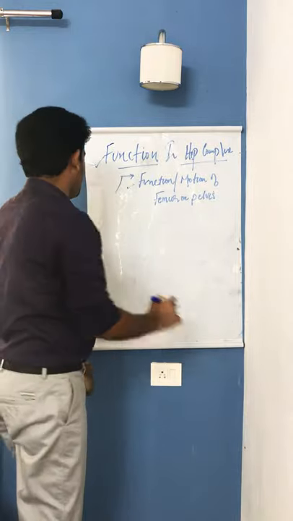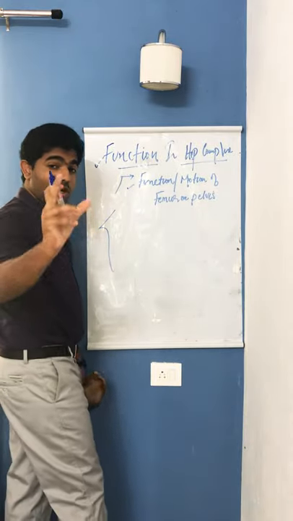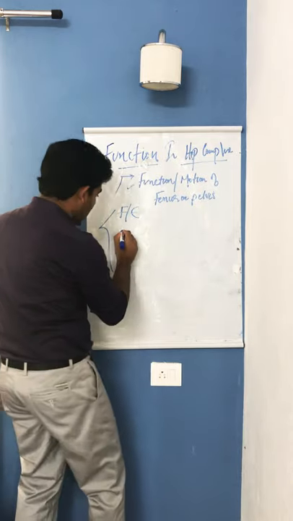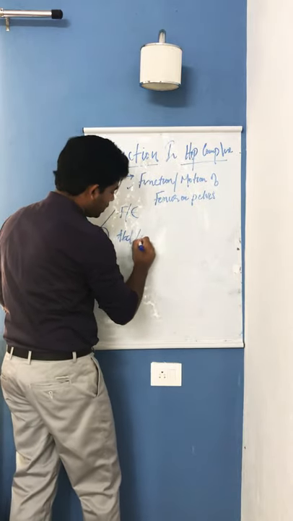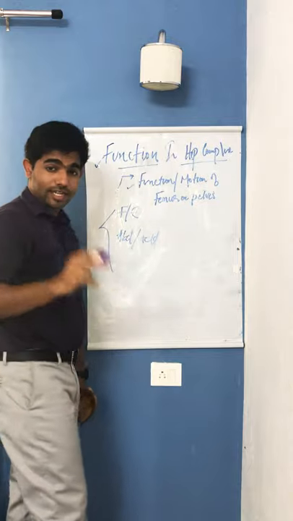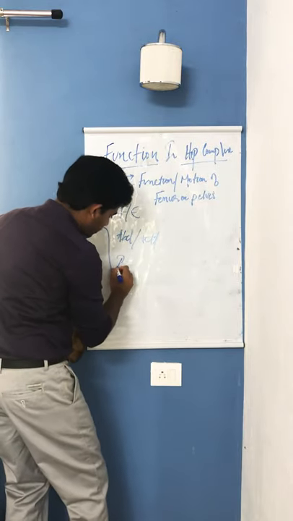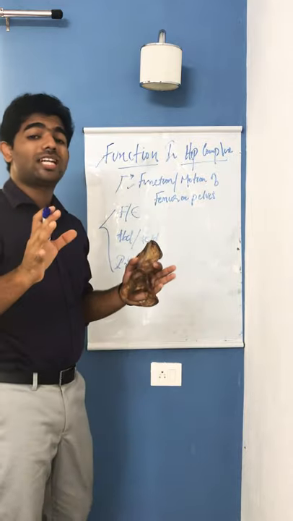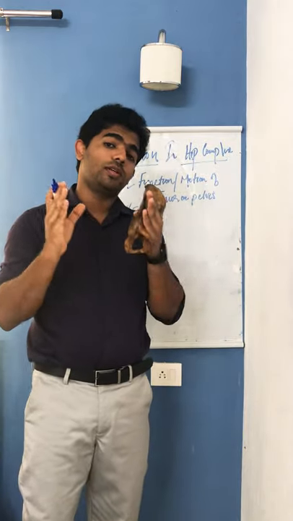And there are three possible motions, three combinations: flexion-extension, right? Abduction-adduction, and internal rotation-external rotation, or medial rotation-lateral rotation. These are the three possible movements.